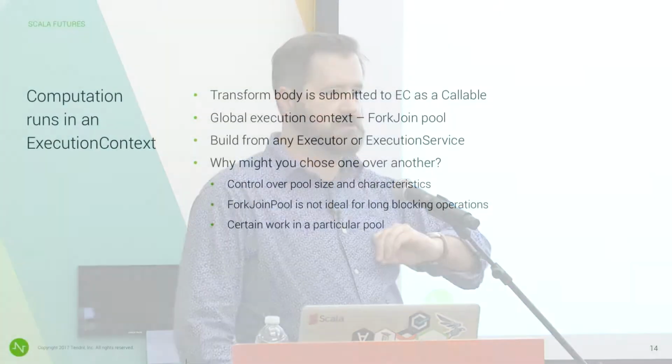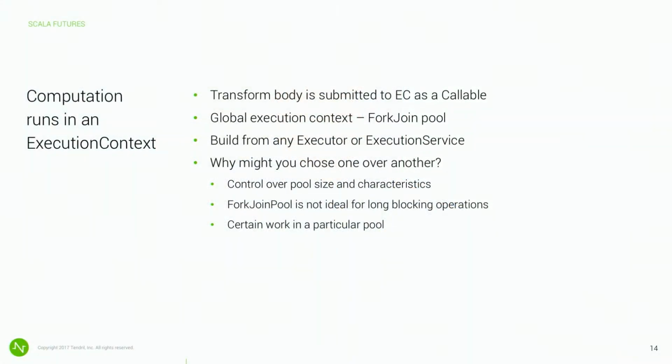The key here is that every one of our bodies goes back to the execution context, and the execution context then potentially puts it on its own thread or does whatever. So in the case of the global execution context that I showed before that I was grabbing implicitly, a fork join pool is what the standard one is implemented as. And everything that we submit as a body in a map or a flat map becomes its own callable, gets its own thread. But we can also write our own executor or execution service to do different things, and that's some of the tricks that we play later on to look at some of these other execution models that other frameworks do.